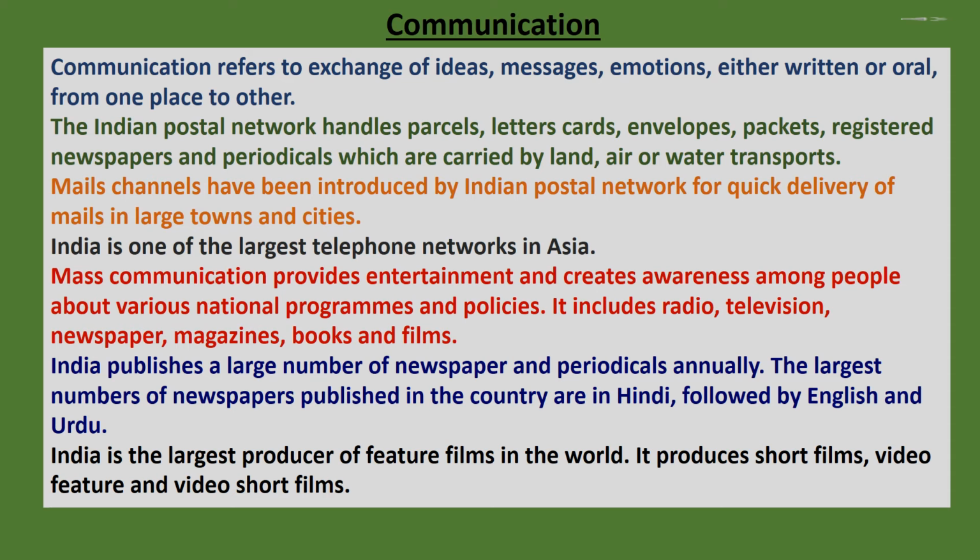Mass communication provides entertainment and creates awareness among people about various national programs and policies. It includes radio, television, newspapers, magazines, books and films. India publishes a large number of newspapers and periodicals annually. The largest number of newspapers published in the country are in Hindi, followed by English and Urdu. India is the largest producer of feature films in the world. It produces short films, video features, and video short films. The Central Board of Film Certification is the authority to certify both Indian and foreign films.